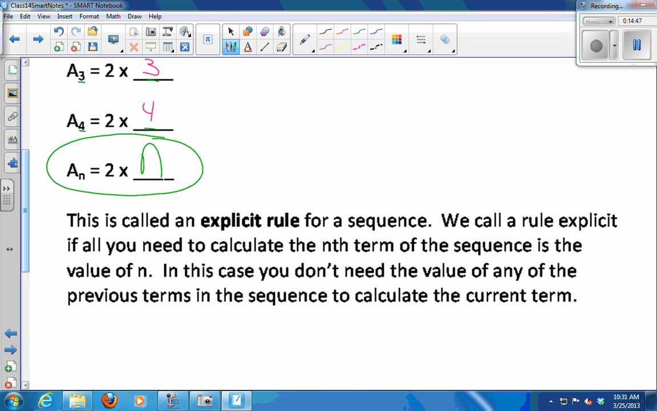So this is called an explicit rule. If all you need to calculate the nth term of the sequence is the number n, in this case, you don't need the value of any previous terms. So these are just two ways of expressing the exact same pattern.